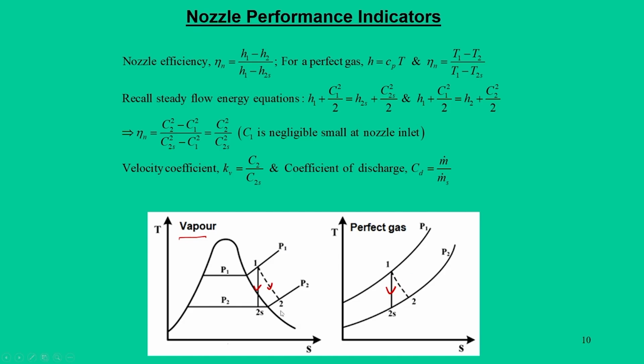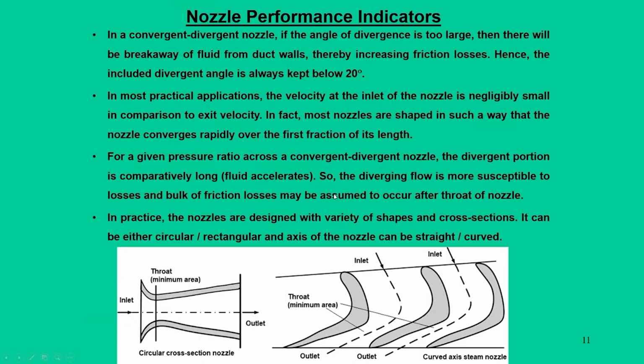So, once we know all this information, we can recall our definitions to calculate the nozzle efficiency eta n, then we have the velocity coefficient Kb and the coefficient of discharge Cd. Now, moving further, we have already emphasized what type of fluid we are going to handle when we actually deal with nozzles.